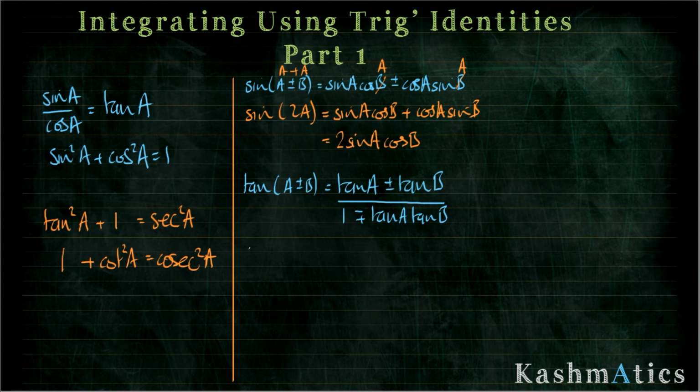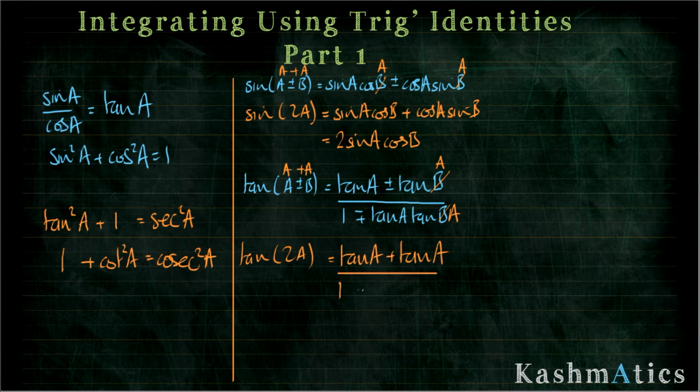Right, so just like before, what we're going to try and do is work out what the tan of 2a is. Again, that would be a plus a, which means replace this with a and replace this with a, and what we get is tan a plus tan a divided by 1 minus tan a tan a. And what that gives us is 2 tan a over 1 minus tan squared a.